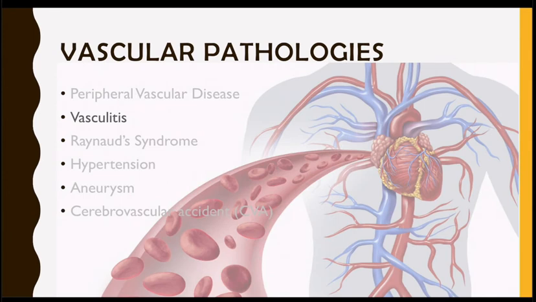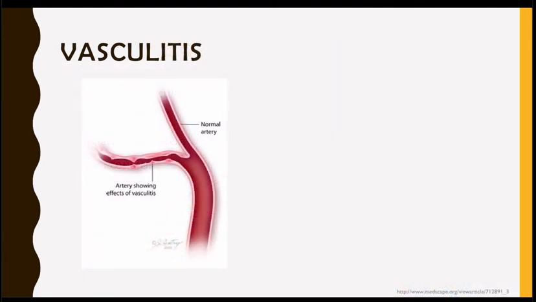The next one on the list is vasculitis. And when itis is at the end of the word, it tells you that you're talking about something with inflammation. So vasculitis should tell you that you're talking about inflammation of a blood vessel. As it says in your notes, this is actually a very big umbrella term for a group of vascular disorders that all end up causing inflammatory injury and eventually necrotic cell death to the blood vessel wall.